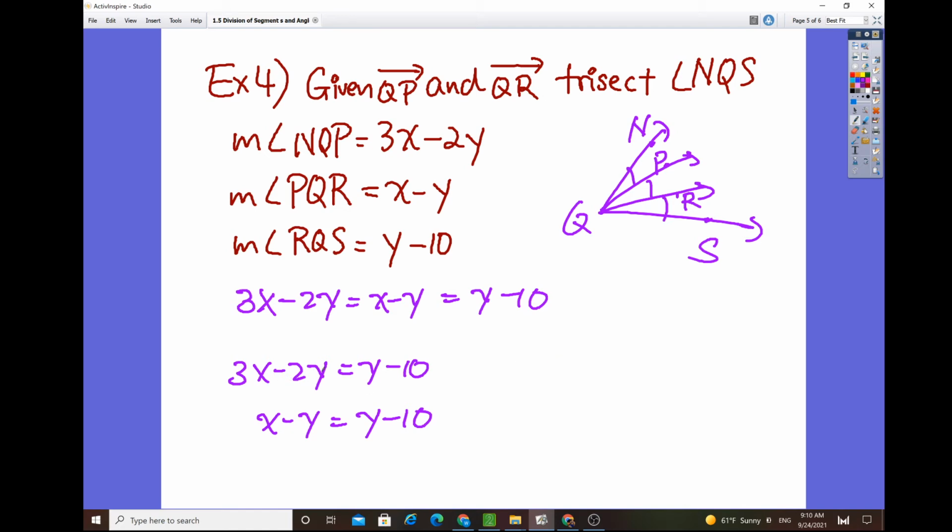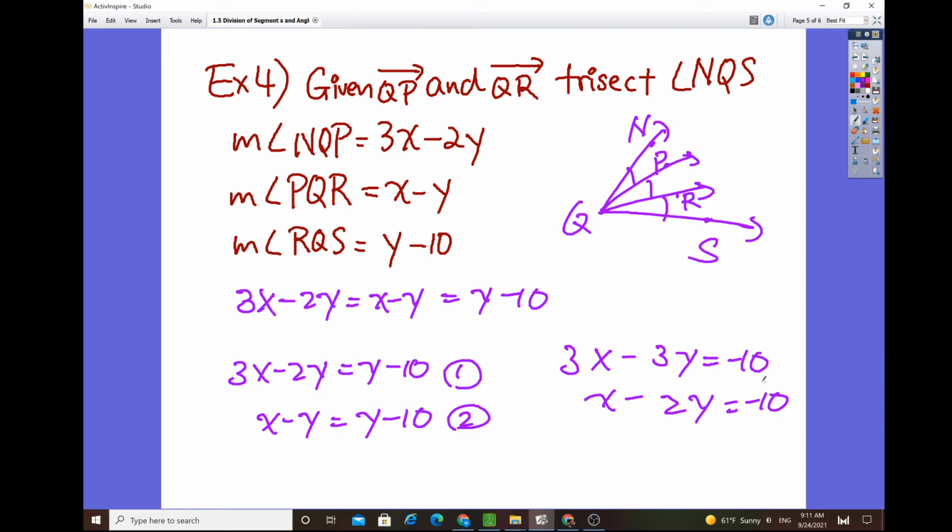So start off with the line up here, and bring it back to standard form. Let's see those two equations. Subtract y from both sides. What we find here is 3x minus 3y equals negative 10. And then the other equation, subtract y from both sides, so we do have x minus 2y equals negative 10 as well.